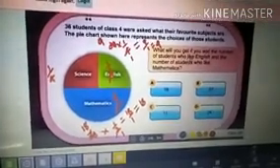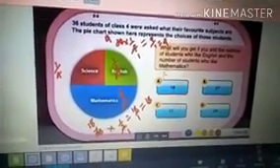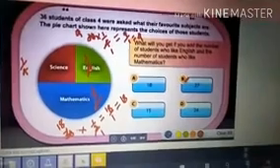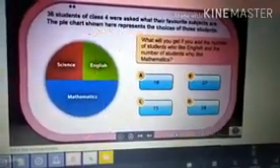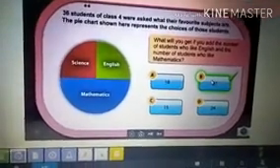Is our answer 18 or 9? No. Here they ask us to add the numbers, that means we need to add 18 and 9. So what do we get? 18 plus 9 gives 27. So where is 27? Option B. So I need to select option B. So our answer is correct.